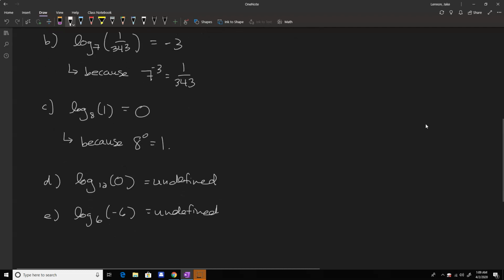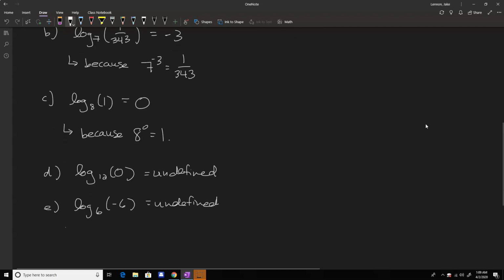So what can we conclude from examples D and E? Well, we can say the log of 0 or any negative input is undefined. So basically, when we're talking about the domain of a logarithm, the domain of the logarithm is only going to be positive real numbers. But if we talk about the range, we can get any value. So those things are a little bit different.